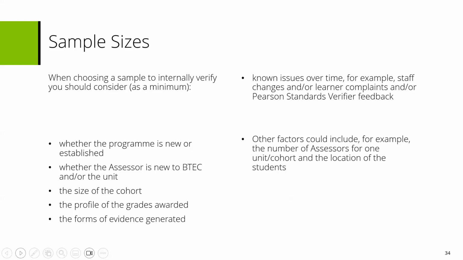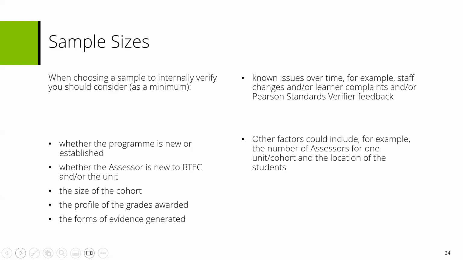Now, when you are making your sample choices for each of the units completed, you need to consider, as a minimum, whether the program is new or established. If it's a new program, the risk of getting things wrong is higher, and therefore your sample size also needs to be higher. You need to consider whether the assessor is new to BTEC or the unit. If the assessor is new, then the risk of getting things wrong is higher, and therefore the sample size also needs to be higher.